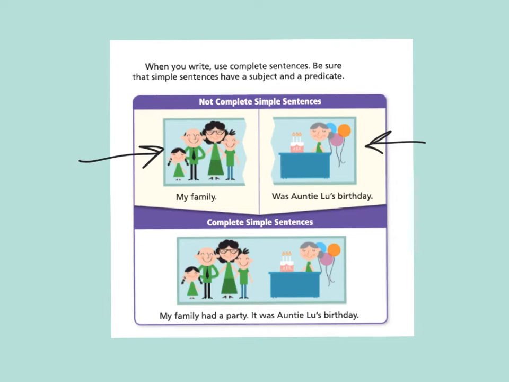So at the bottom, they added more detail to make 2 complete simple sentences. My family had a party. It was Aunt Lou's birthday. And notice how they also started their sentences with capital letters. Any names are also capital letters. And then the sentences finish with periods, with punctuation. That's also very important in your complete sentences.